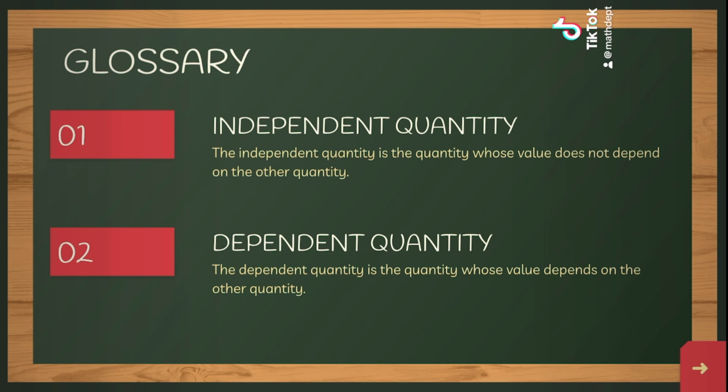To begin, let's look at the definition for each of these quantities. The independent quantity is the quantity whose value does not depend on the other quantity. The dependent quantity is the quantity whose value depends on the other quantity. You'll notice that depend is in the name, which can help you remember that the dependent quantity depends on the other.